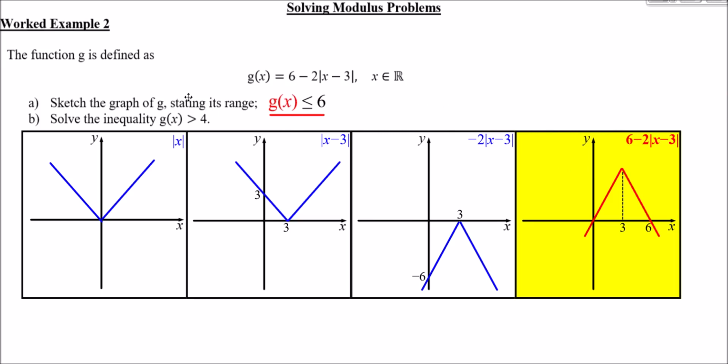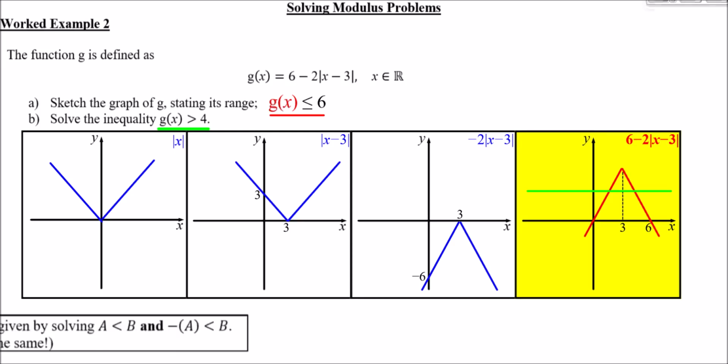Next, we need to solve the inequality where g of x is greater than 4. So let's just picture this as the line y equals 4 first. So imagine the line y equals 4 in green like so. If we want g of x to be bigger than 4, we're wanting to find the critical values where this red is above the green. So remembering how to solve modulus problems, I'm just going to remind us here, we can follow this same approach.